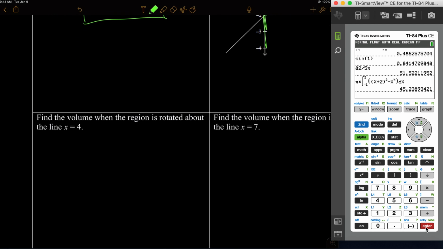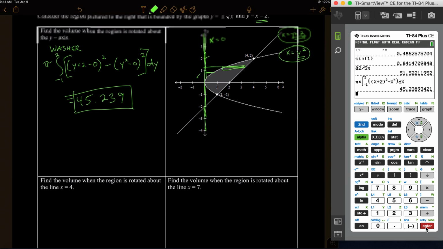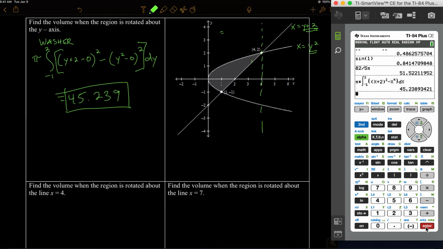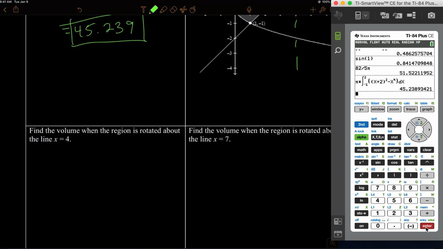All right, so now let's look at this one. Find the volume when the region is rotated about the line x equals 4. So now, x equals 4 is this line right here. So again, our slice doesn't quite touch the axis everywhere, so it's going to be washers.